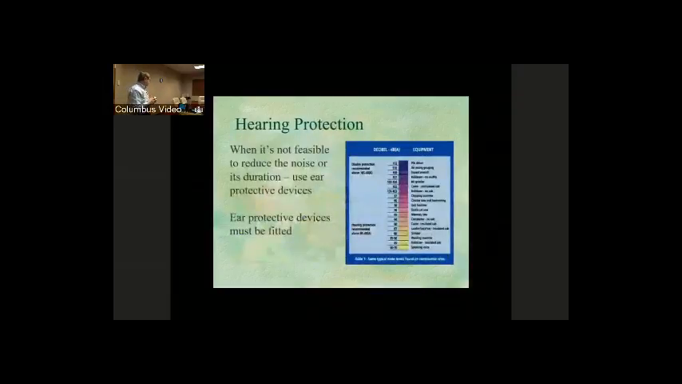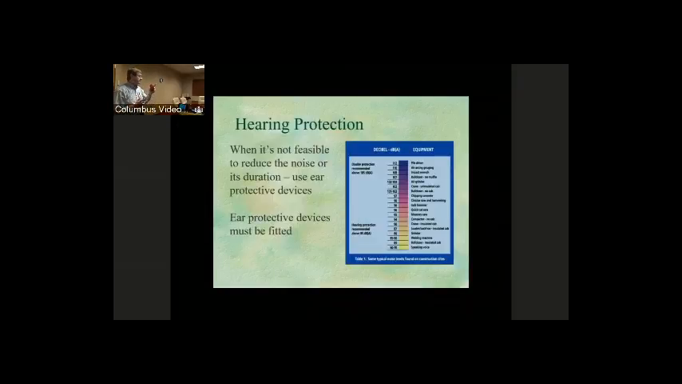When it's not feasible to reduce the noise level, in certain operations there just aren't any engineering controls that you can use, such as grinding, sanding, and hammering. You're going to have some high noise level with that. Right now, if it's above 90 decibels, it becomes mandatory. If it's above 85, we have to have a hearing conservation program and we have to do training. We have to provide the hearing protection, and also do annual audiometric tests. But right now, we don't believe we have anything above that area.